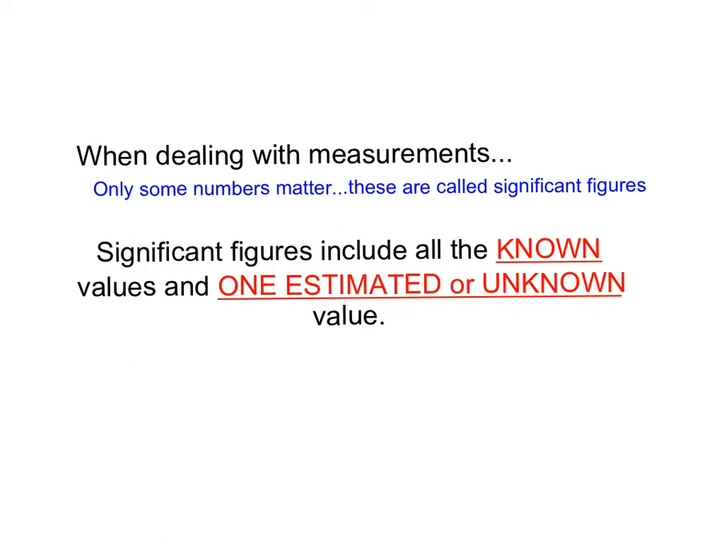Significant figures are a really important portion of chemistry and science in general because of a couple things that we'll talk about at the end of this video. But when we are talking about significant figures, they include all of the known values that you are 100% sure of, as well as one estimated number, one unknown number. And we'll give some examples of known versus unknown numbers here in just a second.